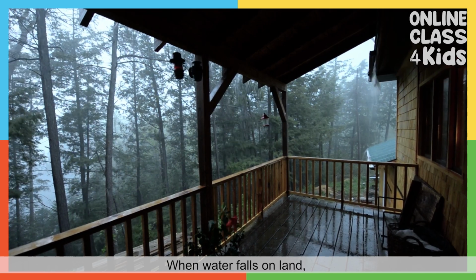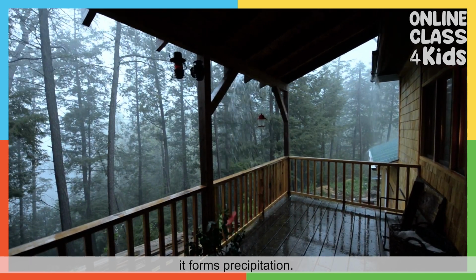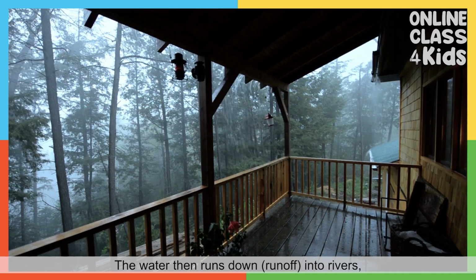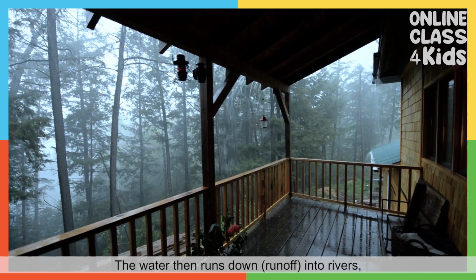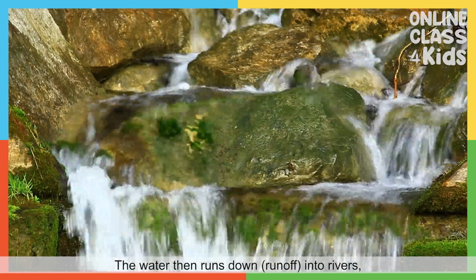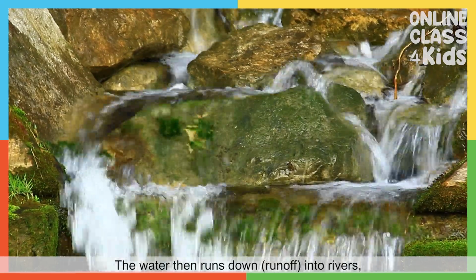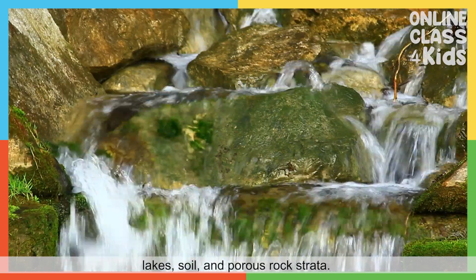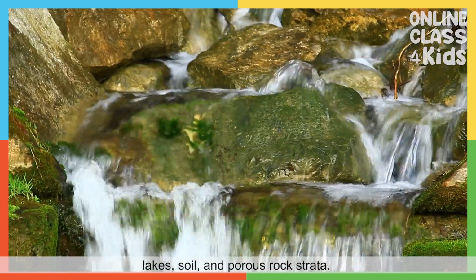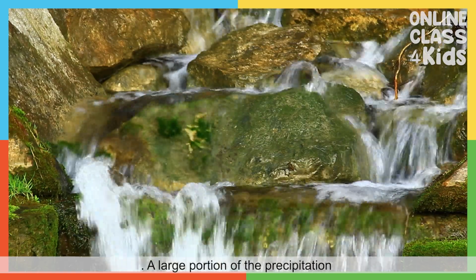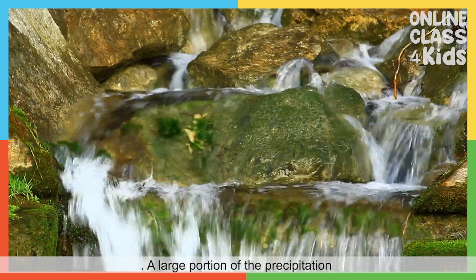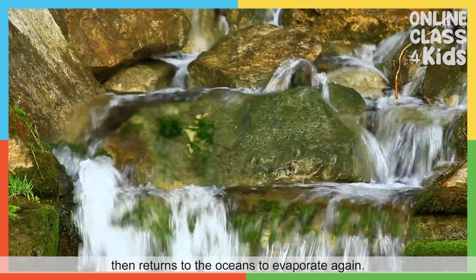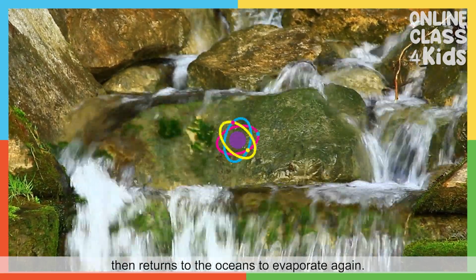When water falls on land, it forms precipitation. The water then runs down, runoff into rivers, lakes, soil, and porous rock strata. A large portion of the precipitation then returns to the oceans to evaporate again.